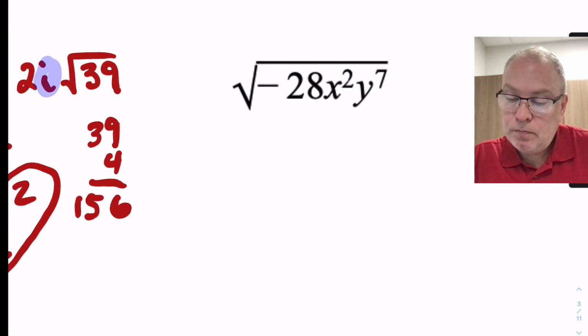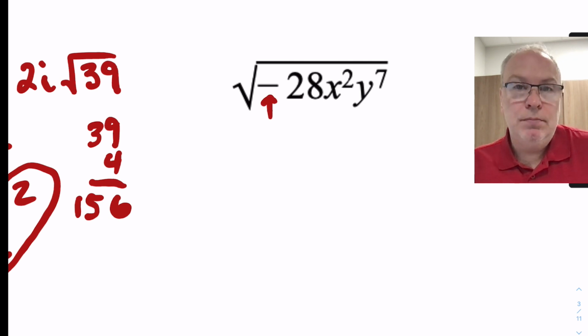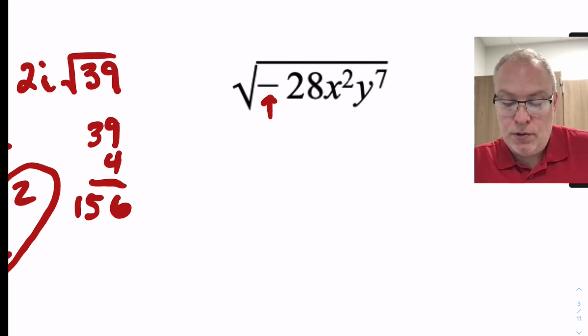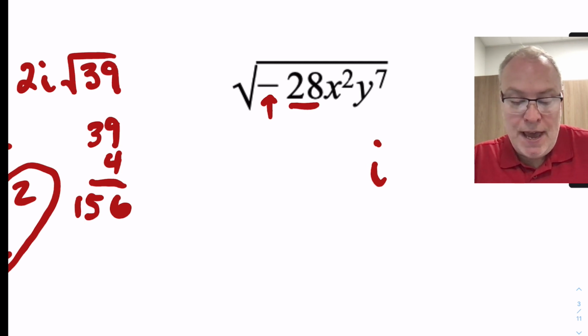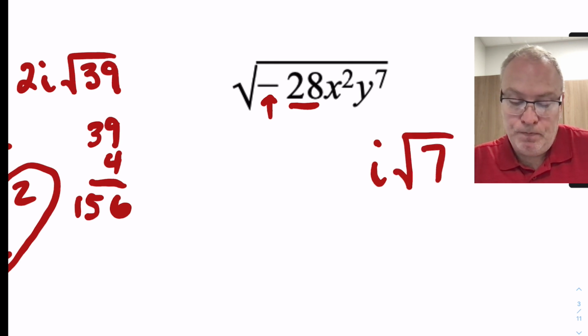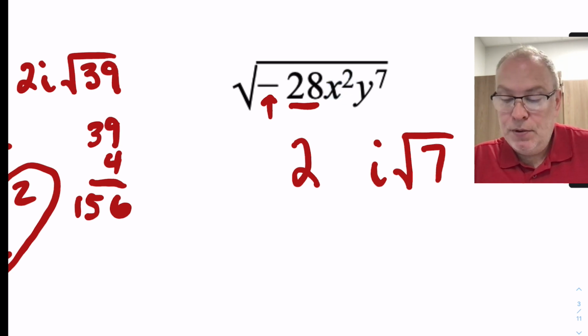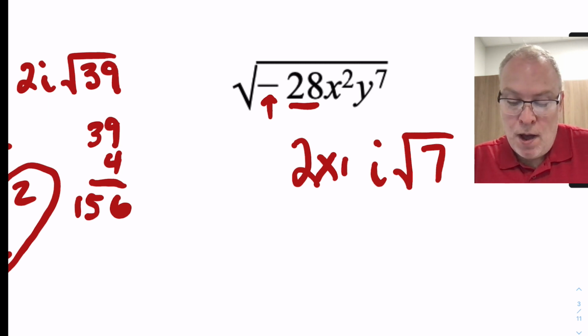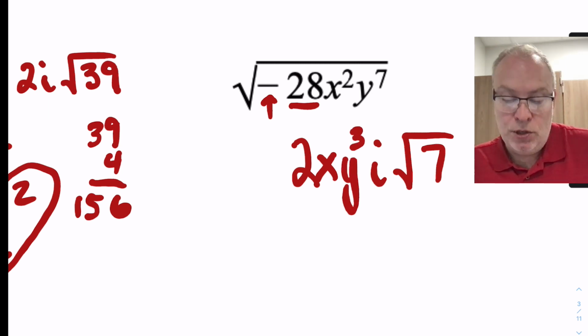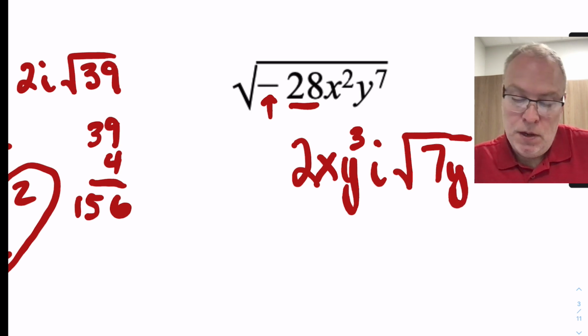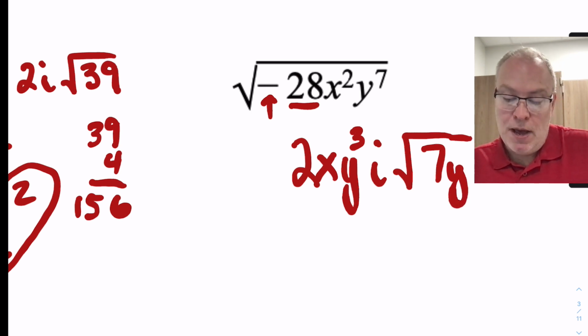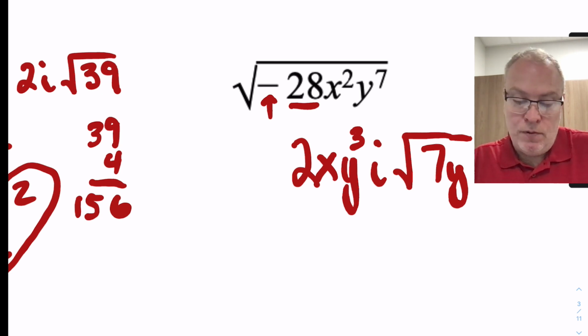Okay, over here. Now because it has a minus sign on the inside of the radical, we know our answer is going to have an i in it. And 28 is 4 times 7. So that's 2 radical 7. Now there's a pair of x's under this radical, so out comes one of them. There's 3 pairs of y's and an oddball, an extra, a remainder. So we have y to the third on the outside. 7 divided by 2 is 3, remainder 1 under the radical. So the answer would be 2x y to the third i radical 7y.